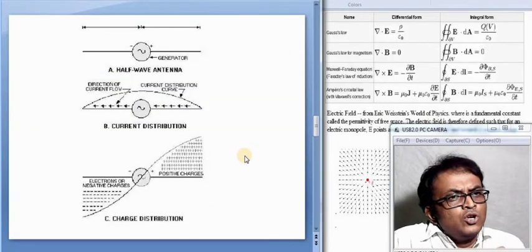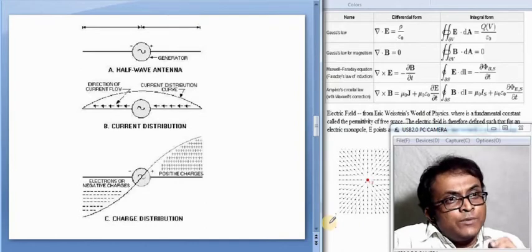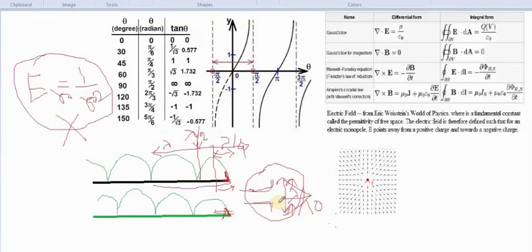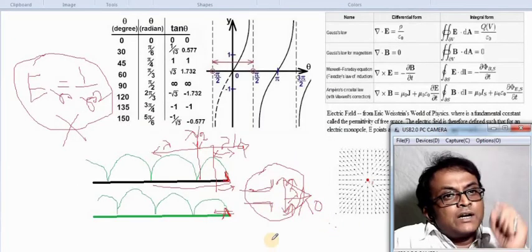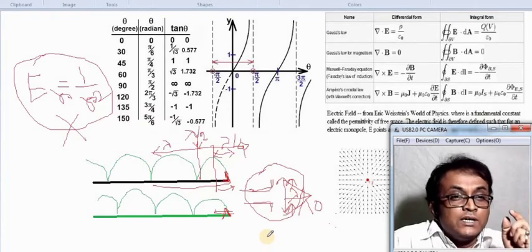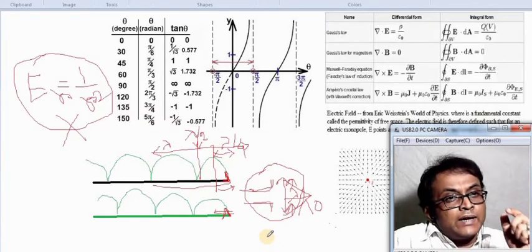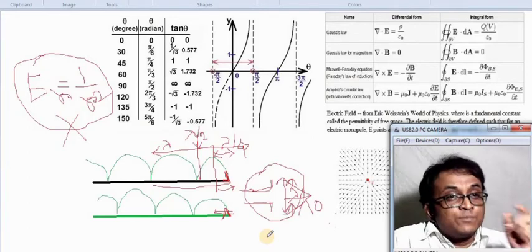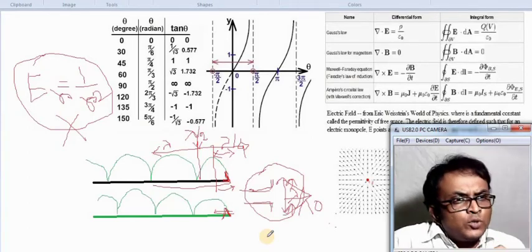From here also, for effective radiation we definitely need to increase the length of the dipole antenna. That is, we can also see that when the length of the dipole antenna increases, the efficiency increases, because the radiation resistance increases.